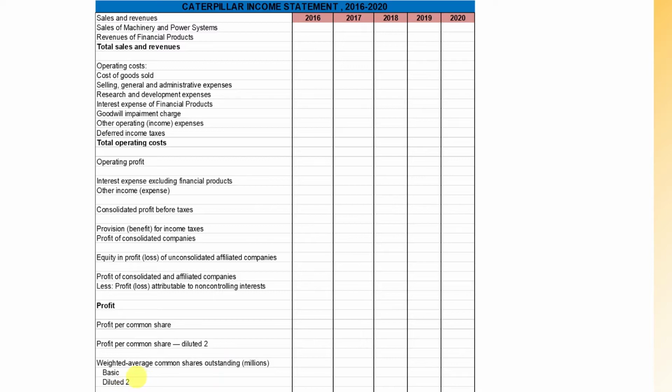After that, we shall simply write our weighted average common number of shares, which will be basic number of shares and diluted number of equity shares. And lastly, we shall write how much cash dividends we have declared per common share each and every year. These details shall be taken from the annual report, and based upon these details, we shall go further and project our income statement.